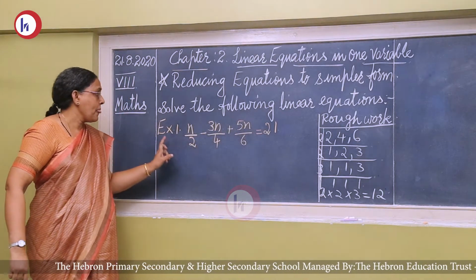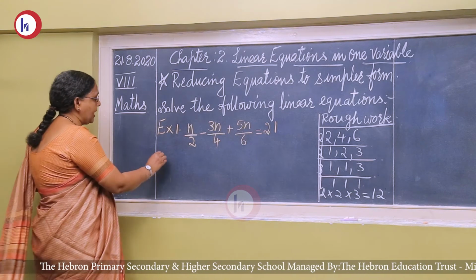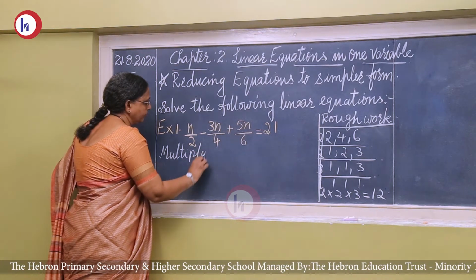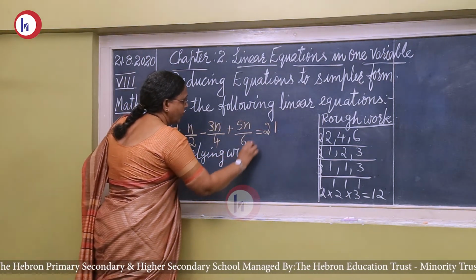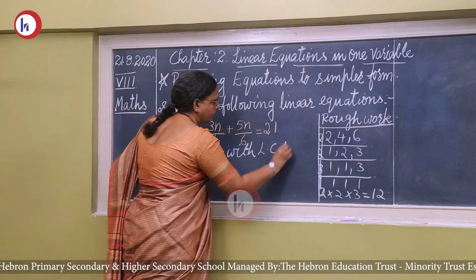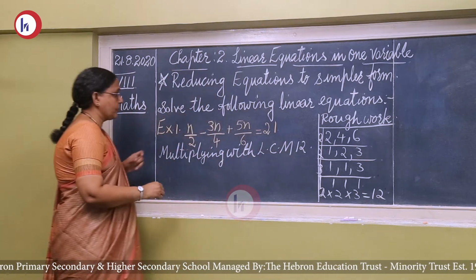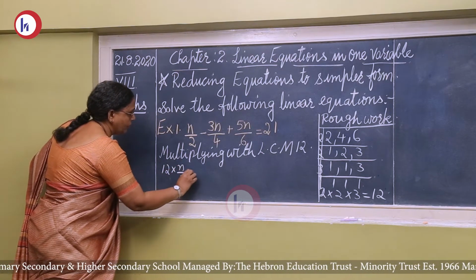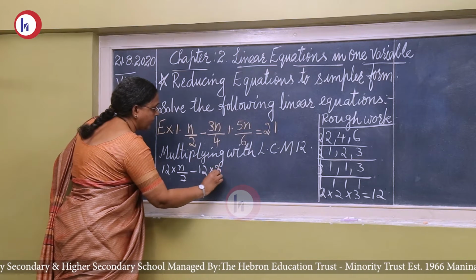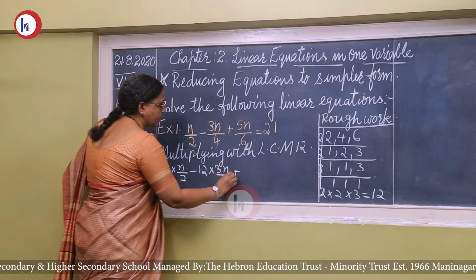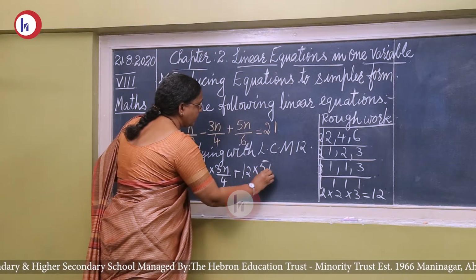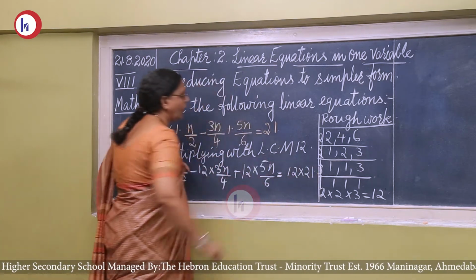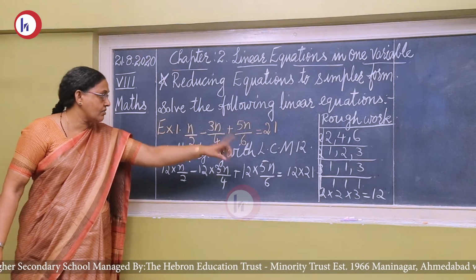That LCM we multiply with each term. So we write it like this: multiplying with the LCM 12 with each term. 12 multiplied by n upon 2 minus 12 multiplied by 3n upon 4 plus 12 multiplied by 5n upon 6 is equal to 12 multiplied by 21. The LCM is multiplied with the LHS as well as the RHS.